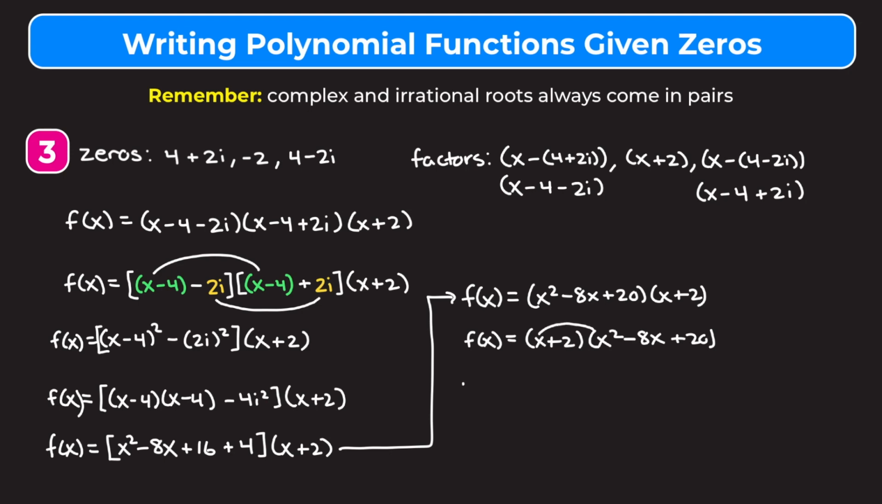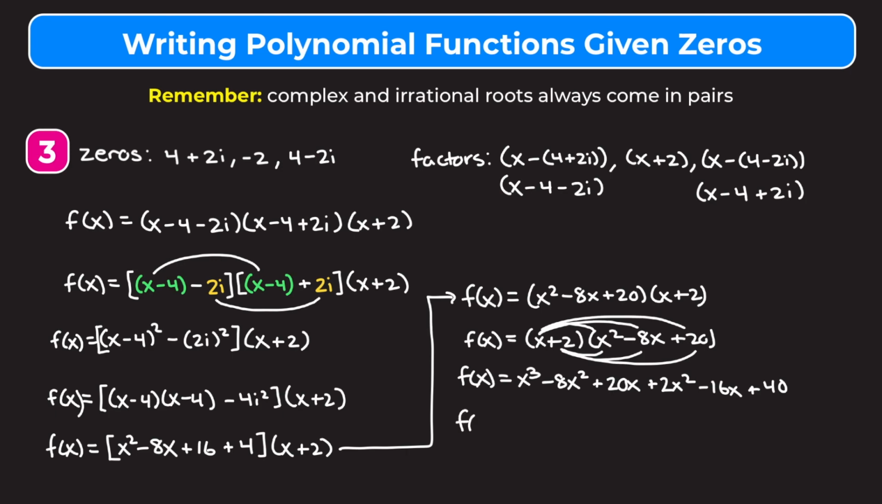So x times x squared is going to give us x cubed. X times negative 8x is negative 8x squared. And x times 20 is positive 20x. 2 times x squared is plus 2x squared. 2 times negative 8x is negative 16x. 2 times 20 is positive 40.